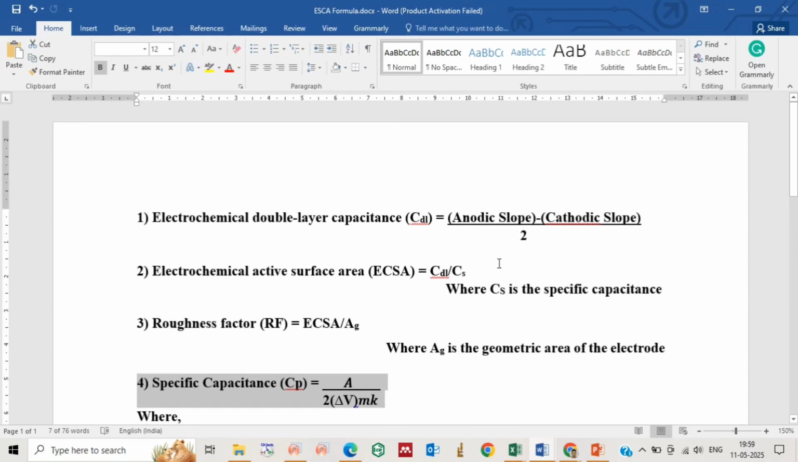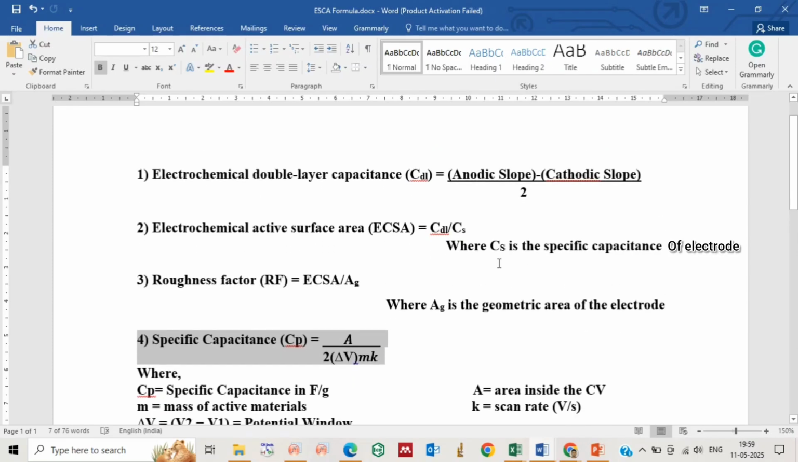So today we are going to calculate these four terms, that is electrochemical double layer capacitance, electrochemically active surface area, roughness factor and specific capacitance. So first of all, let us see the formulas for all these four terms.